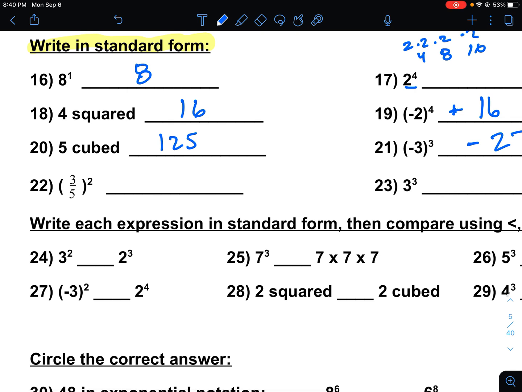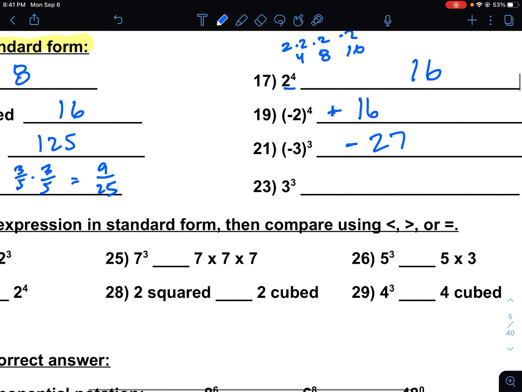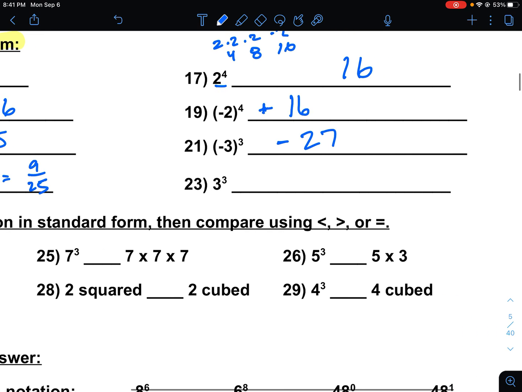Let's look at number 22. 3/5 to the 2nd power, or 3/5 squared. That's 3/5 times 3/5, which is 3 times 3 is 9, and 5 times 5 is 25. Can I simplify that further? Nope. I think that's the best answer. 3 to the third, 3 cubed. 3 times 3 times 3. Well, we already figured it out above.